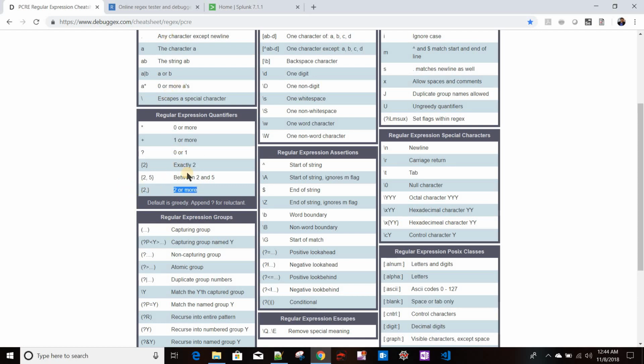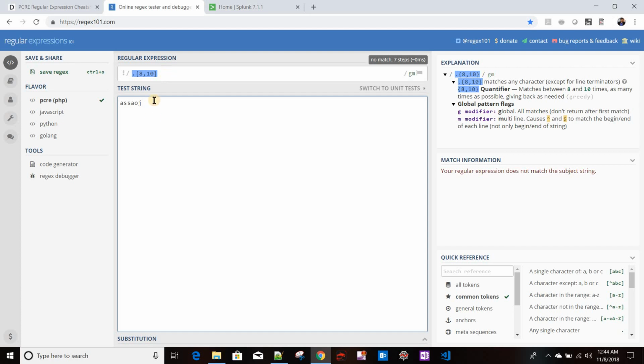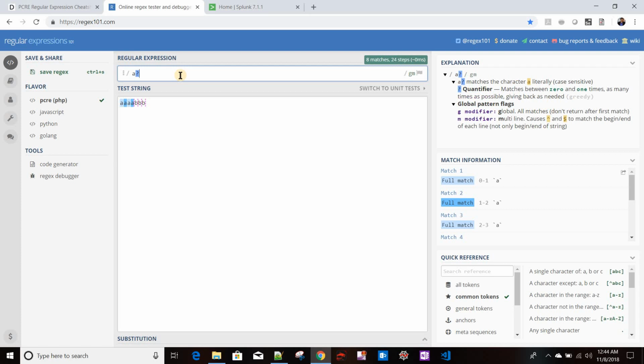Now let's see this one, the question mark. Suppose I have a string something like this, a b b b. Now if I say a, then this one, what is happening is I am matching all the a's occurrences, right?